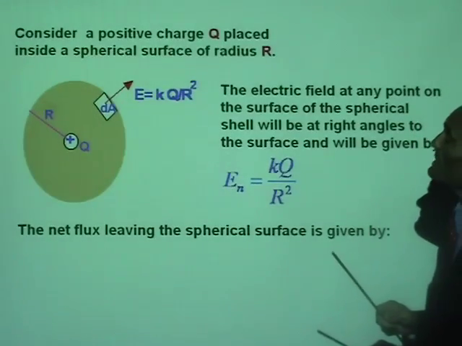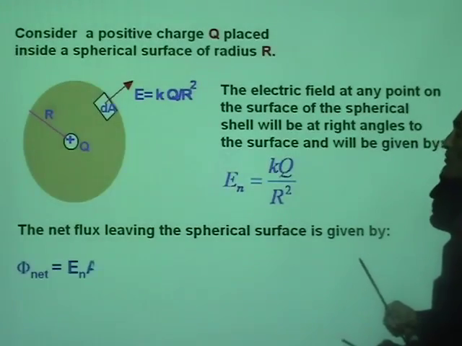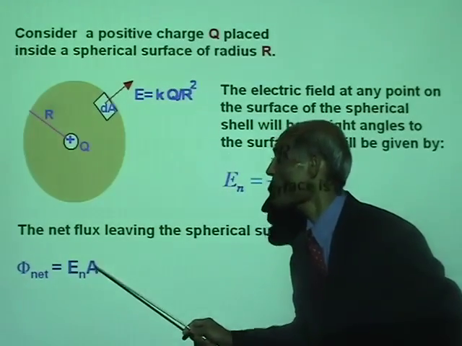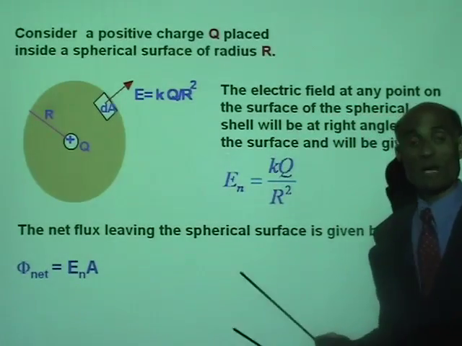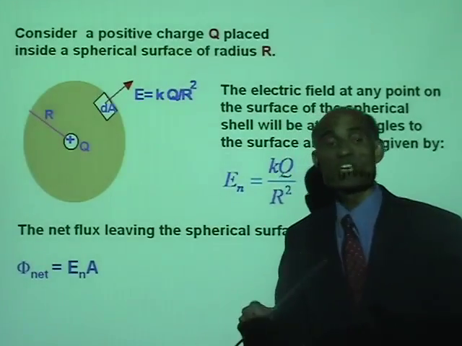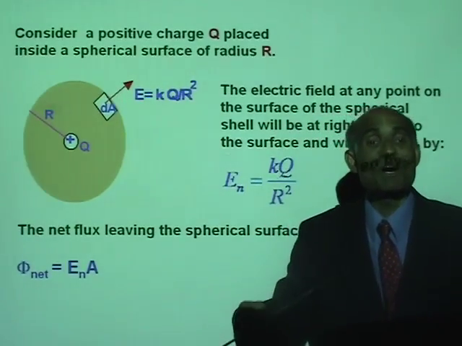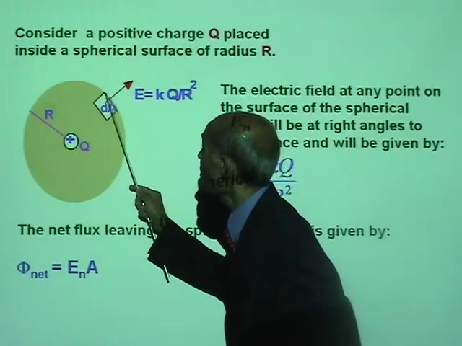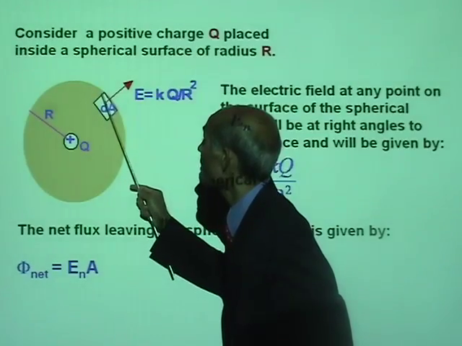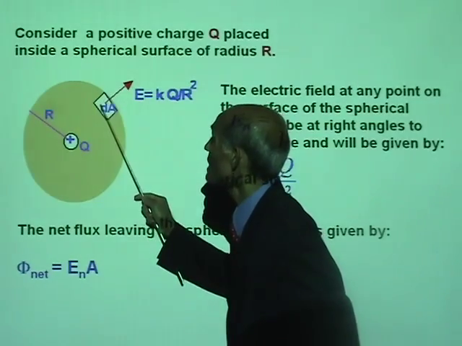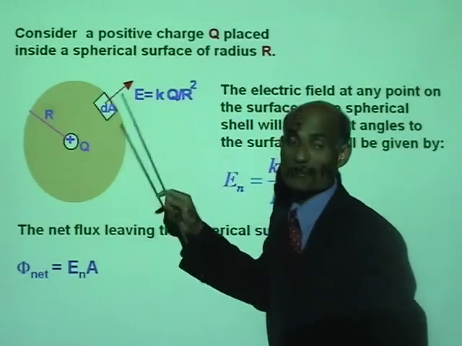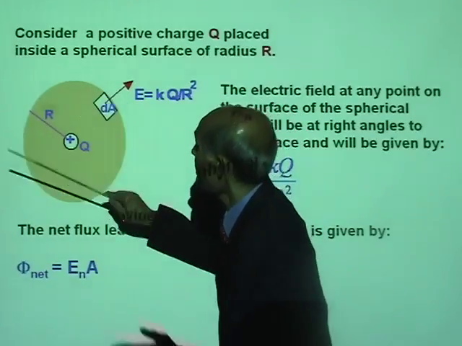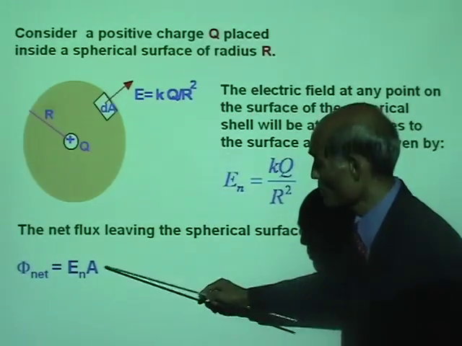How can you write an expression for the net flux leaving the surface? Well, the net flux leaving the surface is E times A. Why? We talked about this because electric field is defined as flux per unit area. If this is the unit area, then the electric field is the flux crossing that unit area. To find the total flux leaving the surface, we multiply the electric field by the surface area, which is A.